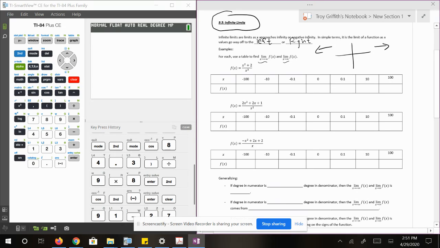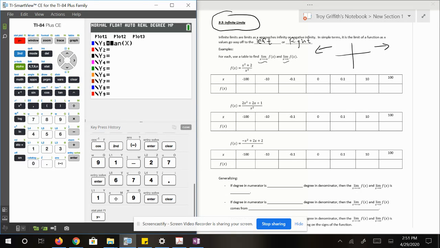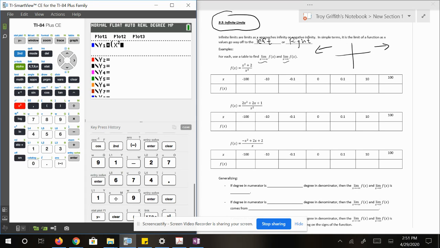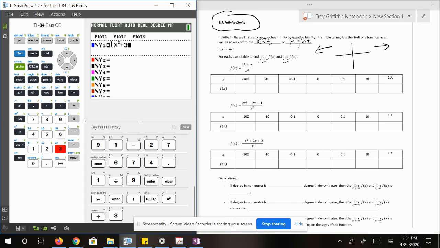We'll look at the function values, and we'll see, does it look like it's approaching anything in particular? A great way for us to do this is to use the table function on our calculator. So let's examine this first one here. f of x equals x squared plus 2, divided by x cubed. I'm going to go ahead and plug this in: x squared plus 2 divided by x cubed.